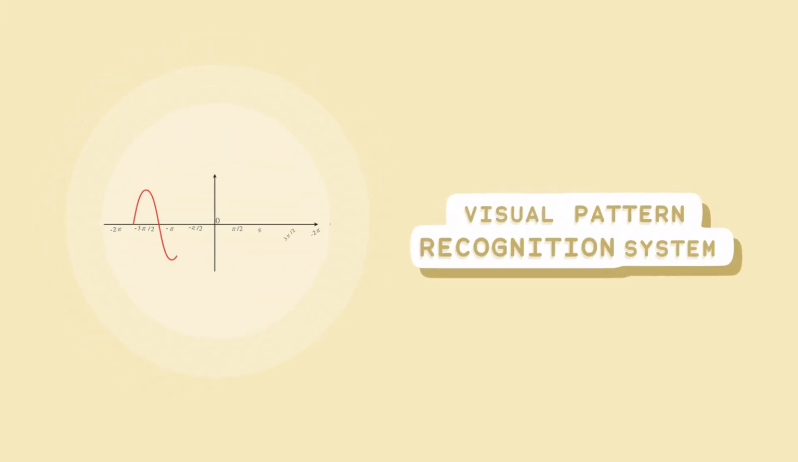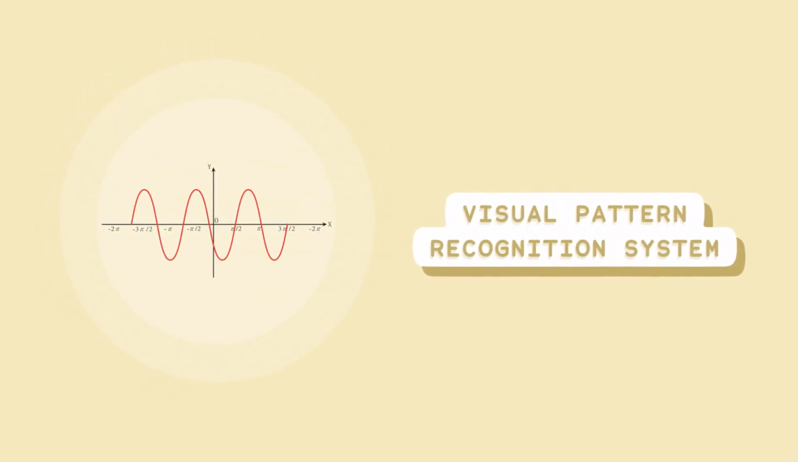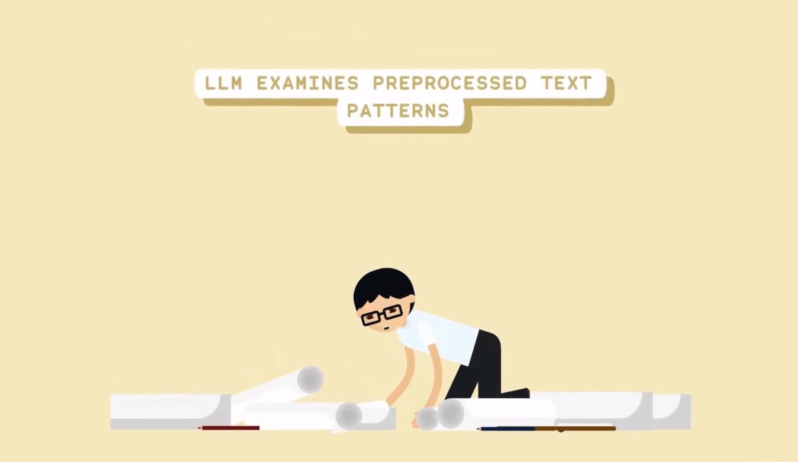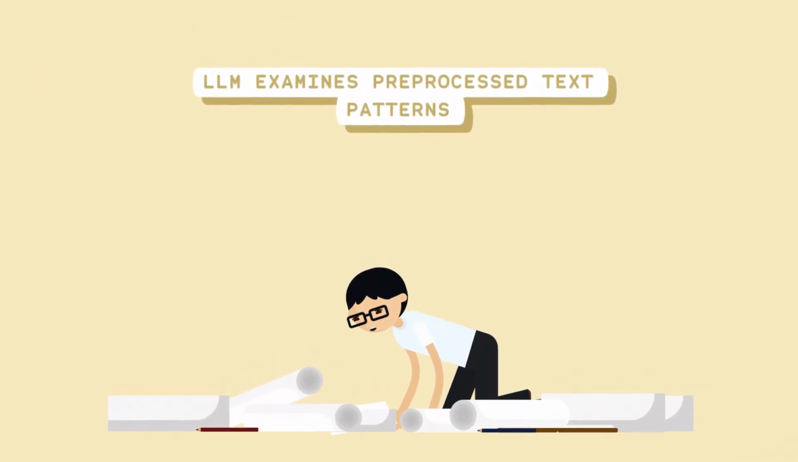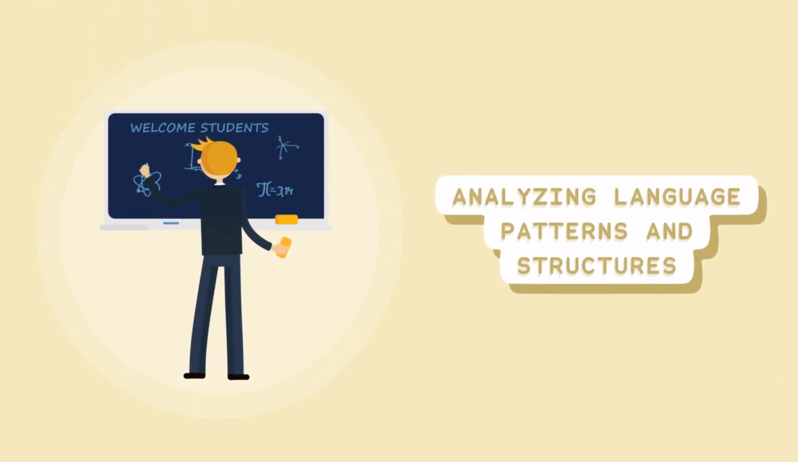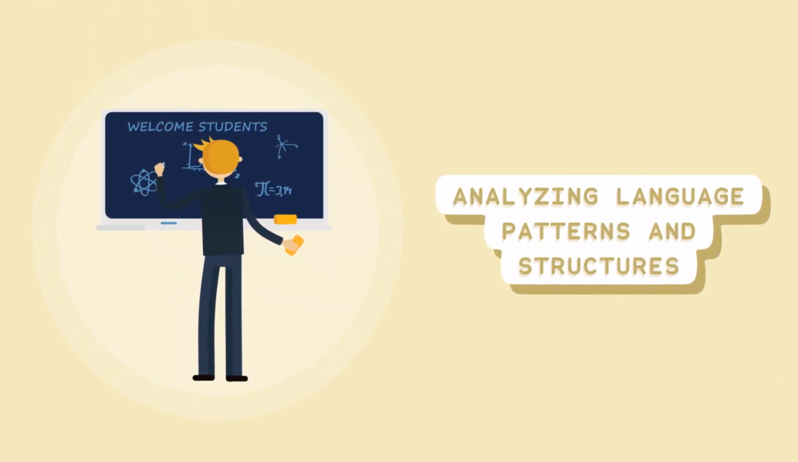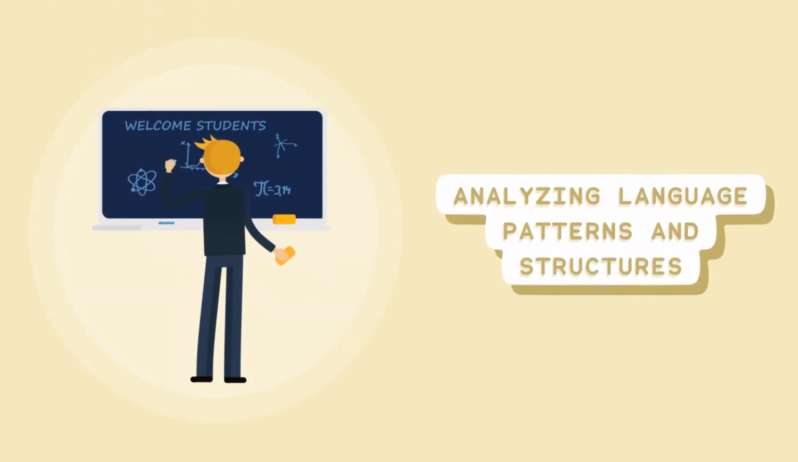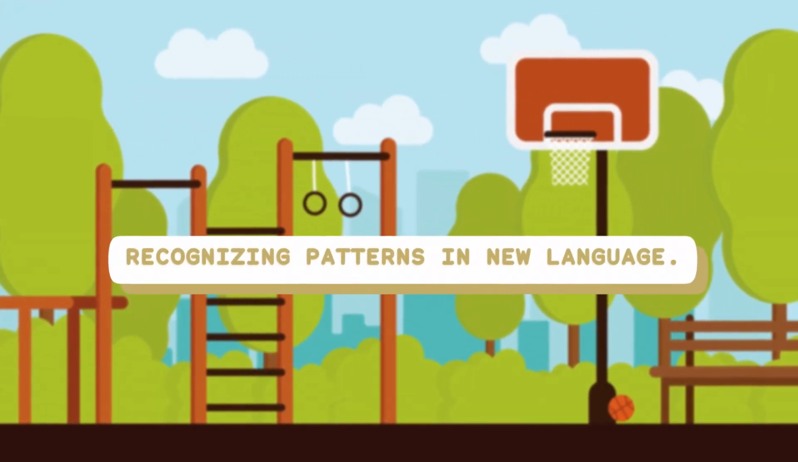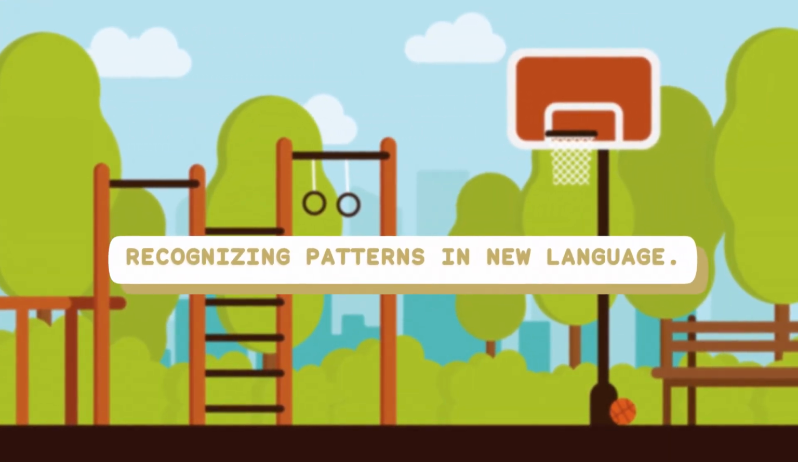Pattern recognition. The LLM analyzes the pre-processed text looking for patterns. It notices which words often appear together, how sentences are structured, and how ideas are expressed. This is similar to how we start to recognize patterns when learning a new language.